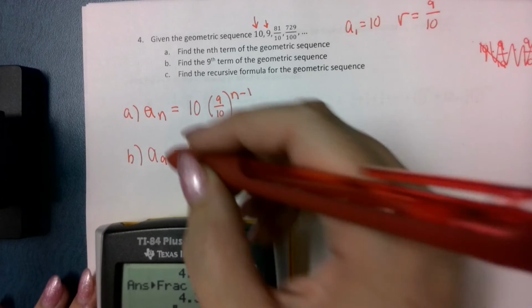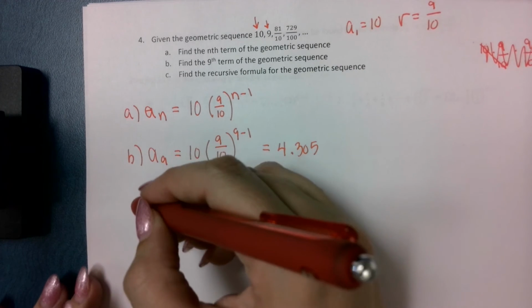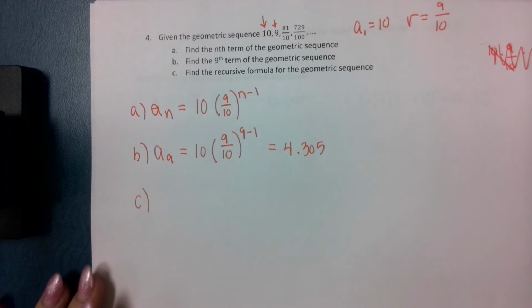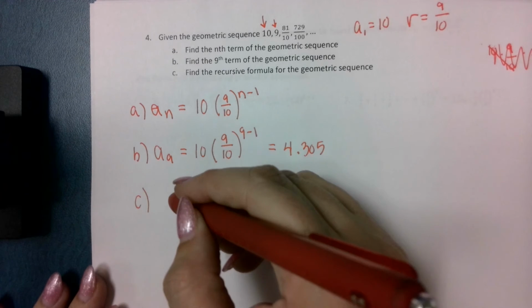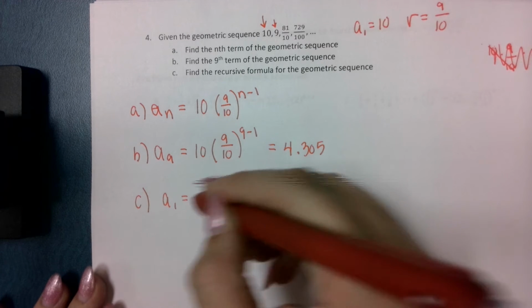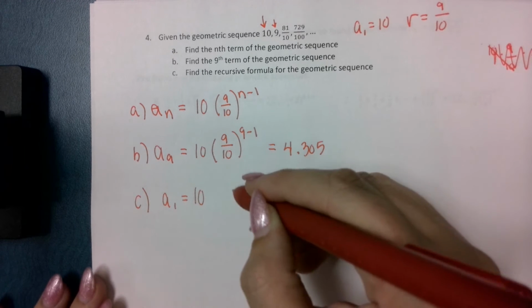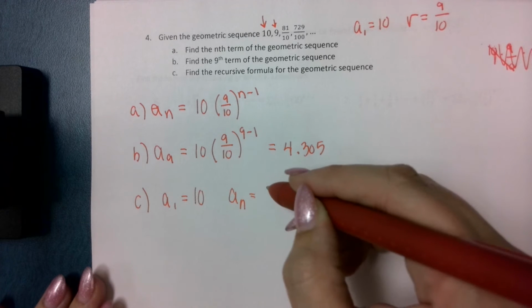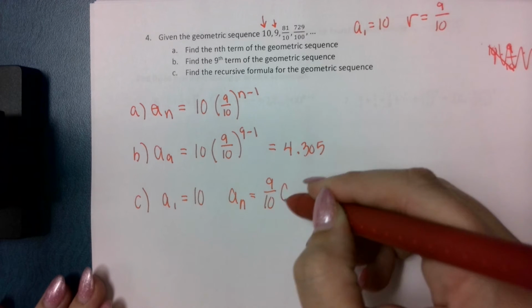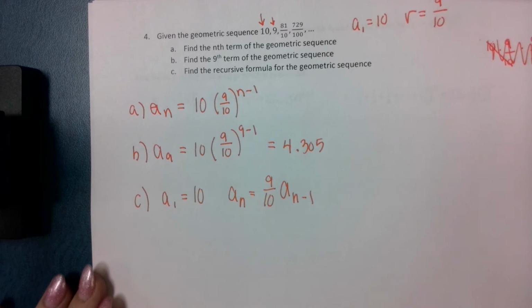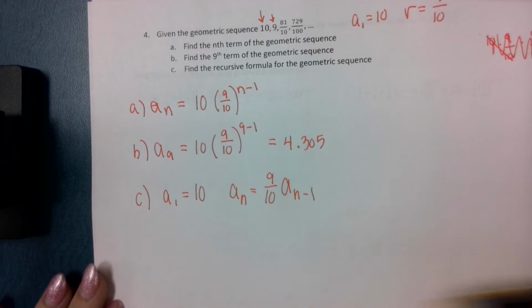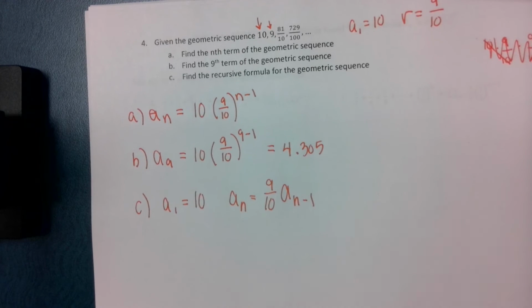All right, part C wants us to write it as a recursive formula. So our recursive formula says we state what a sub 1 is, so a sub 1 is 10. a sub n would be whatever r is, times a sub n minus 1. Okay, I would like you guys to try example 5 on your own. Check the answer on the answer key.